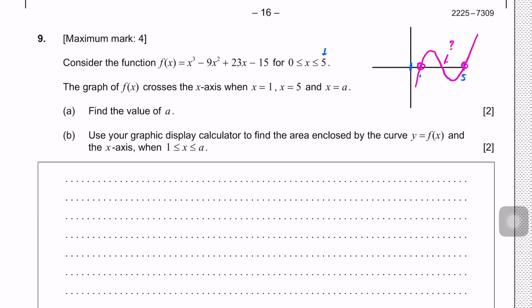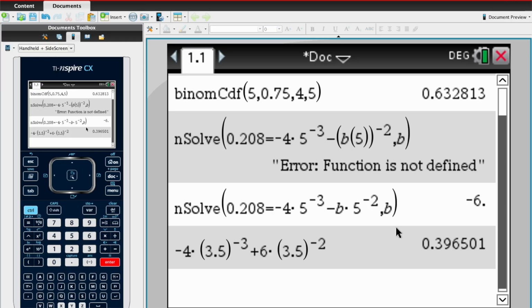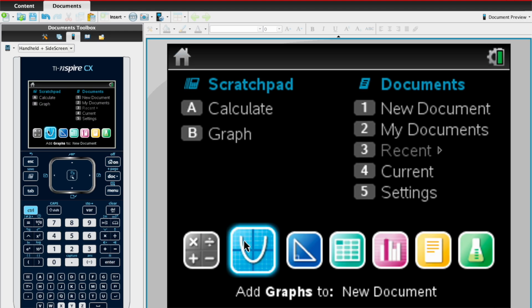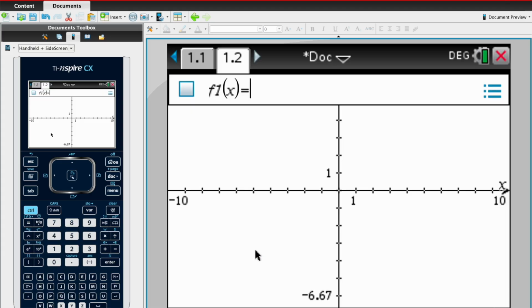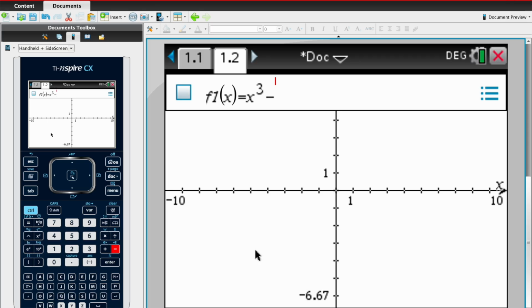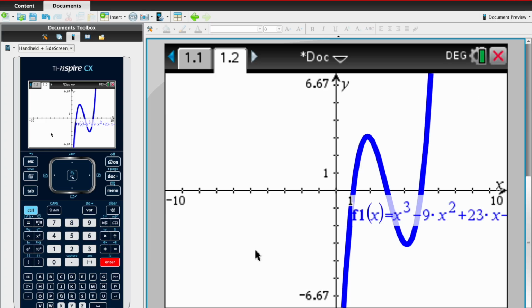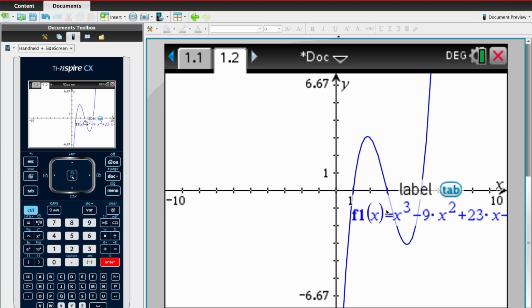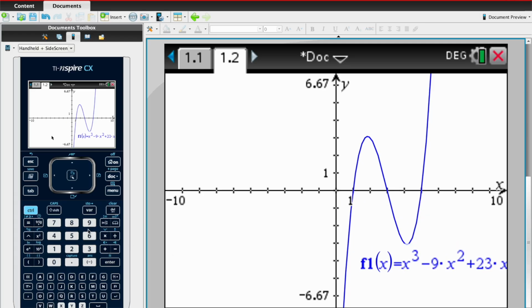Let's go ahead and graph this, and let's find that other point. We could solve this as well, actually, but I think doing this graphically should be okay as well. All right, let's plot the function. This is x cubed minus 9x squared plus 23x minus 15. All right, so there's our function. It's actually not too bad. We don't even need to adjust the window or anything.